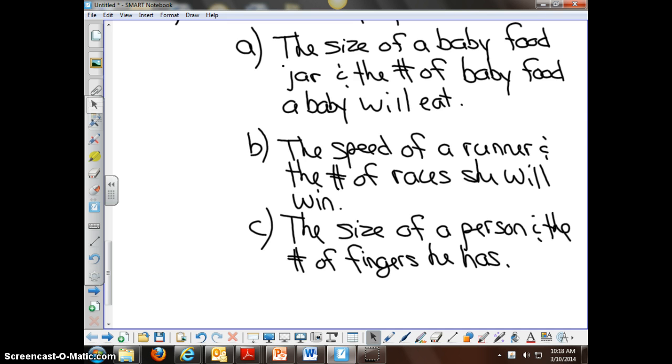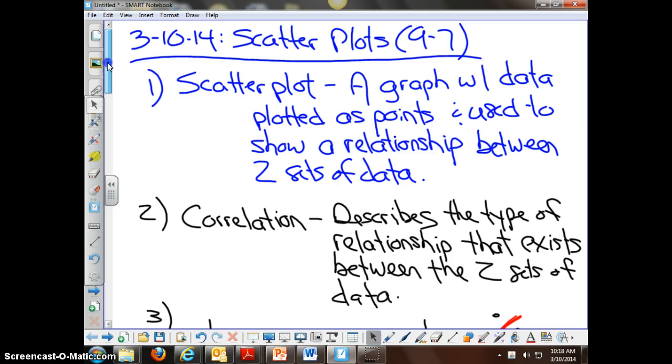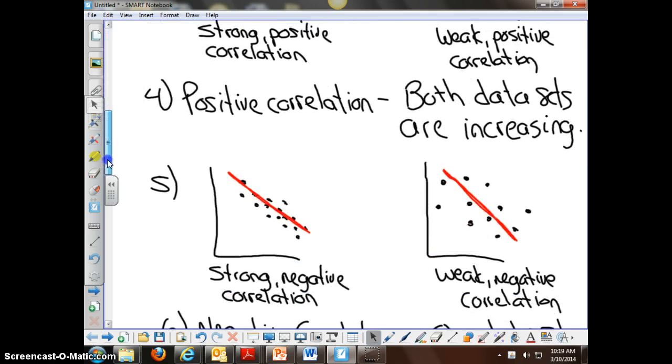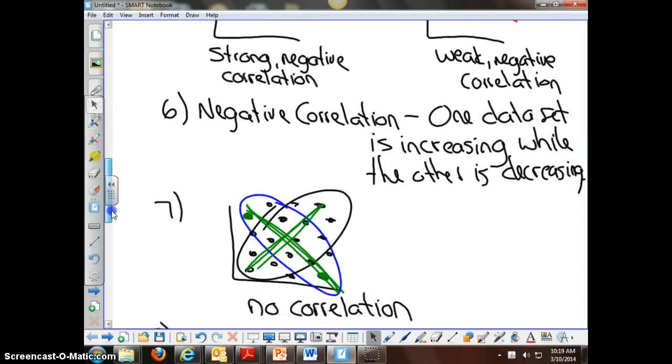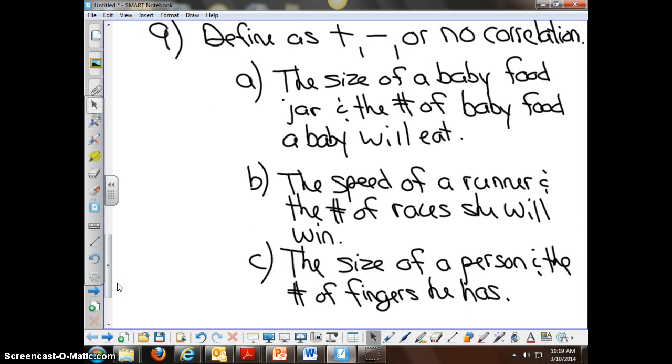Okay. We are working on scatter plots. 10th of March. Define scatter plot. We've talked about strong positive, weak positive, strong negative, weak negative correlations, no correlations. And now we are trying to define each of these as positive, negative, or no correlation.